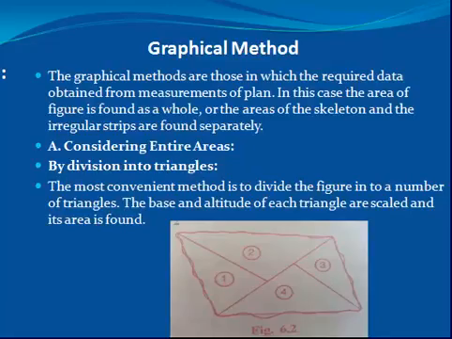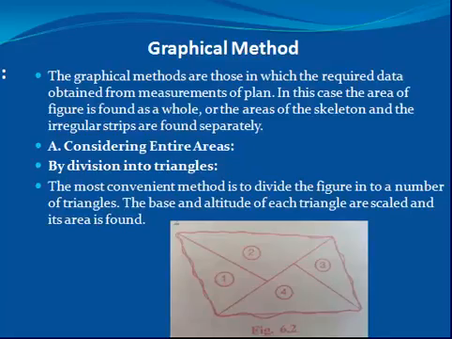Now, area by geometrical figures. The area may be found out by any of the following methods: by division into triangles and by division into squares. By division into triangles, this is the most common method. In this method, the whole figure is divided into a number of triangles. The base and the altitude of the triangle are scaled, and its area is found out by multiplying half the base and altitude.